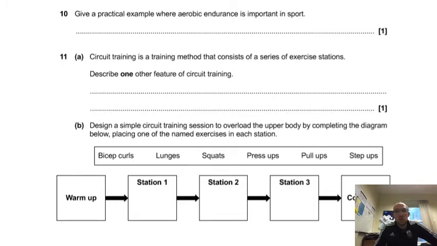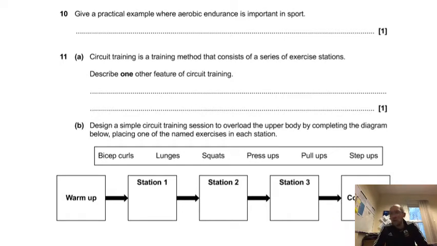Design a simple circuit training session to overload the upper body by completing the diagram below. Place one of the named exercises in each station. So the examiner's report: the vast majority of candidates correctly placed at least 2 upper body exercises in the circuit. A few candidates placed 3 lower body exercises in the circuit, and this may have been caused by not reading the question carefully enough. Many candidates underlined the key words in each question to avoid any such misunderstanding and to focus their answer on the requirements of the question.